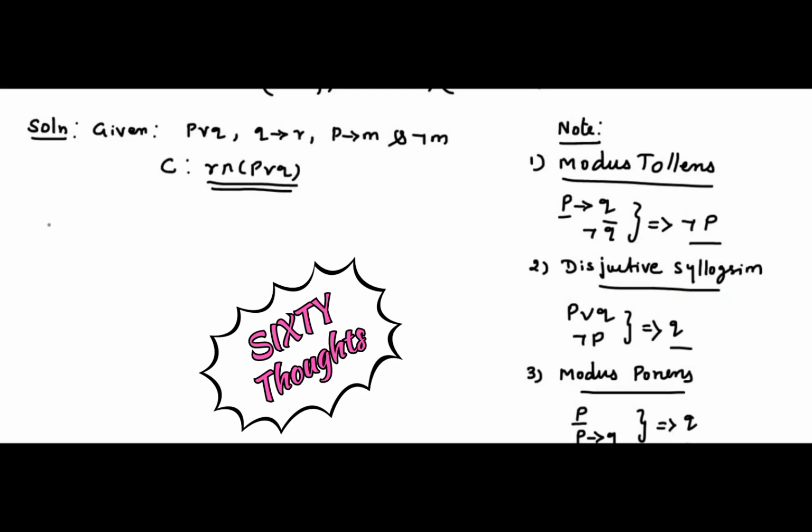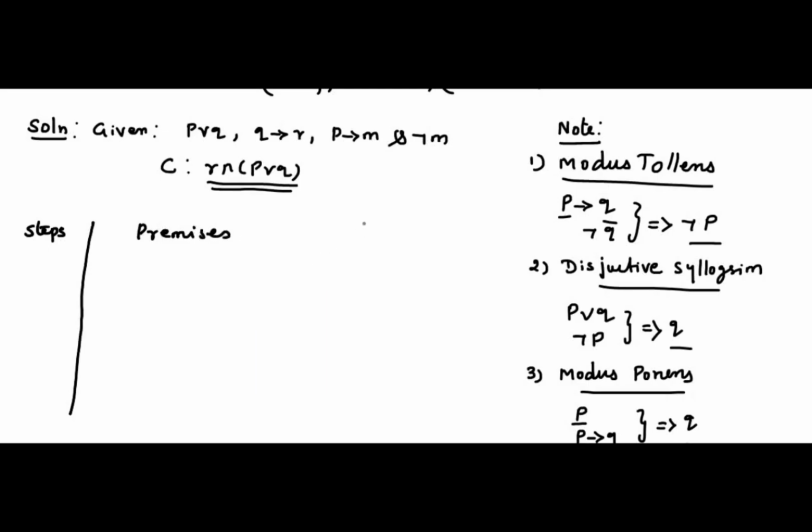So we consider a tabular column. The first column is steps. In the second column we consider premises. What is the meaning of premises? A premise can be introduced at any point of the derivation. We also write reasons for each step, step number one, step number two, and we give the reasons.